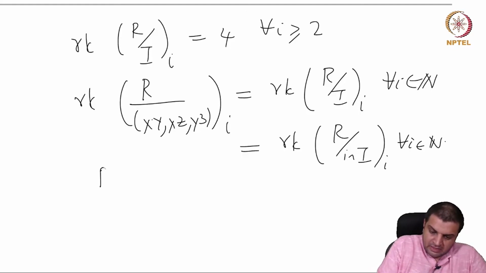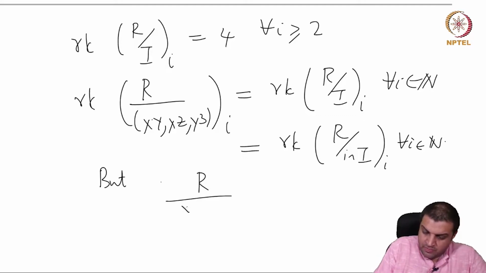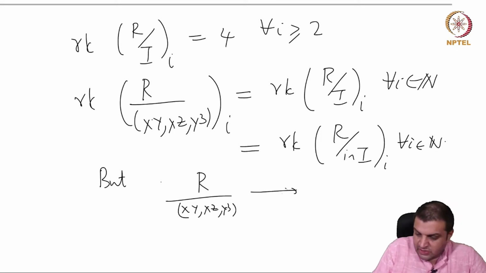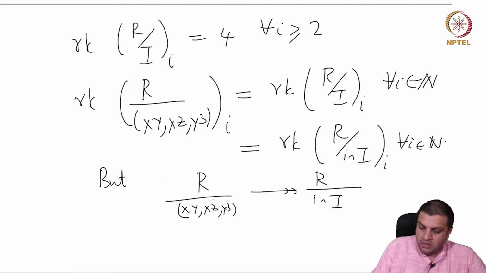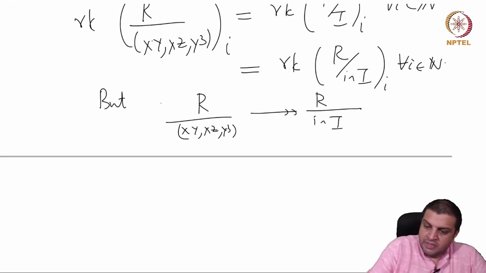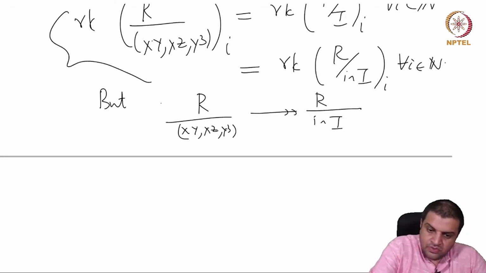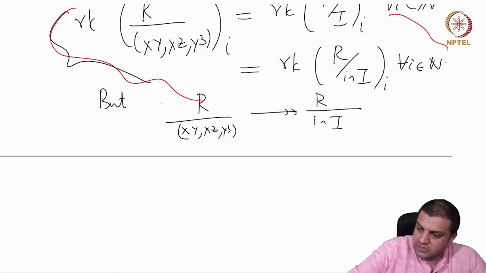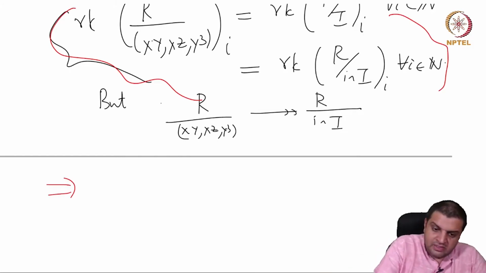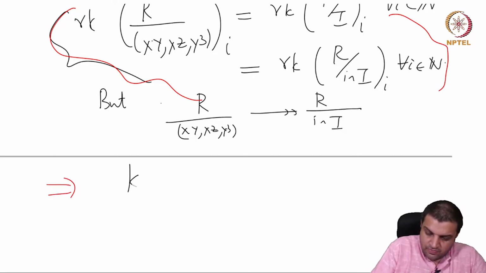But R mod (xy, xz, y cubed) surjects onto R mod in I. What is the kernel? Well, because of this relation, the kernel will have Hilbert function constant 0. So let's go back here. Because of this inequality here, this now implies that the kernel is 0.